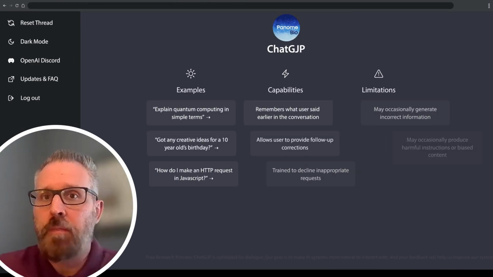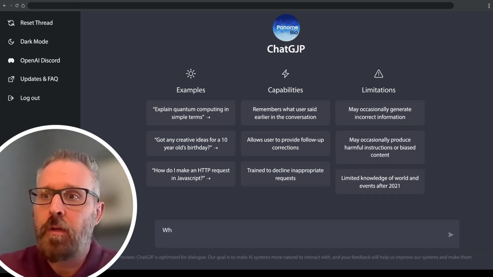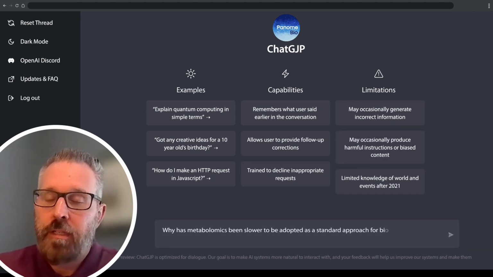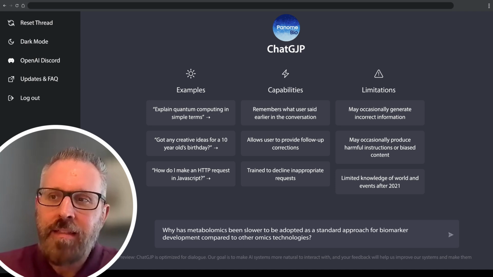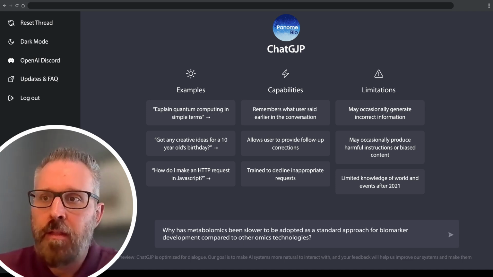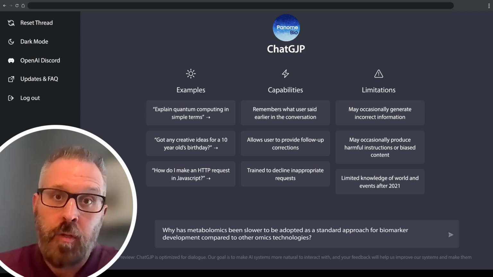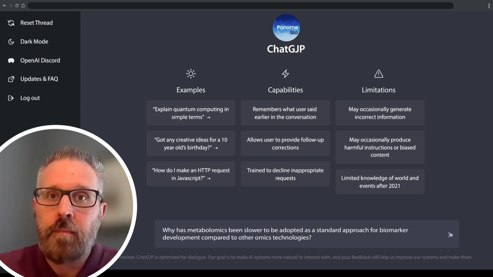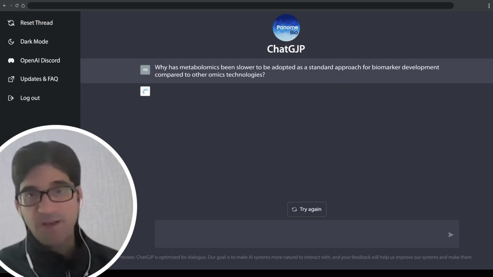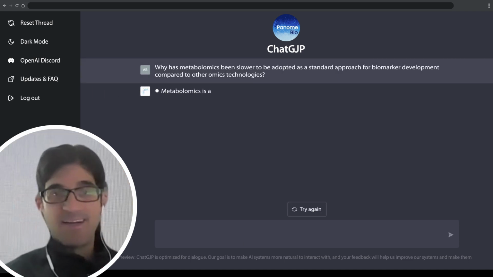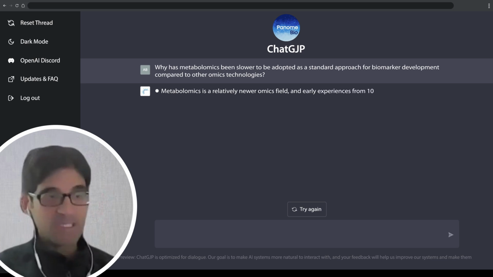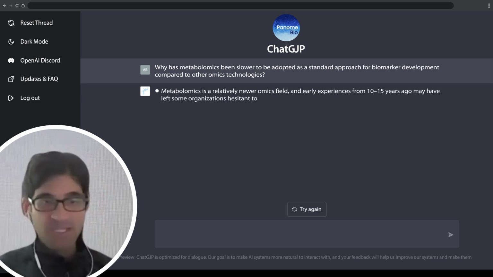And the last question I have is, it's a very broad question again. Why are groups hesitant to use metabolomics as a standard method for biomarker development, in your opinion? Yeah, I mean, that's a tricky question to assess why someone is or isn't hesitant.